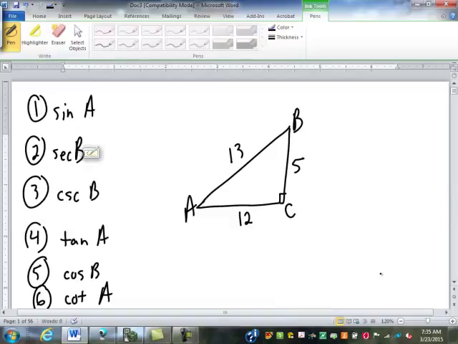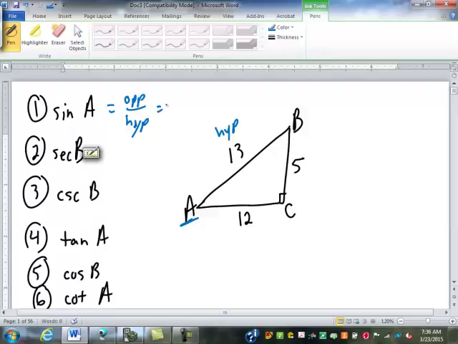Let me show you an example here for sine A. Sine is what sides on the triangle? What's the ratio for sine? Opposite over hypotenuse. So the hypotenuse, the 13, is always going to be the hypotenuse, period. But the opposite and adjacent side vary depending on what angle. So this one we're looking at angle A, which means which side is opposite?